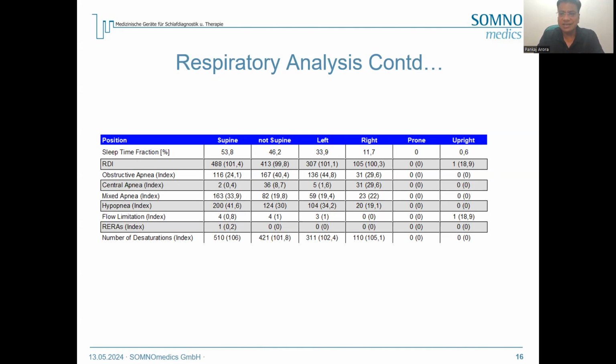As clinicians, we can tell the patient to try sleeping in a lateral position, and probably the apneas and hypopneas will not appear, because most of them were coming in the supine position, as in my example. So positional analysis will especially help in mild to moderate cases of obstructive sleep apnea.